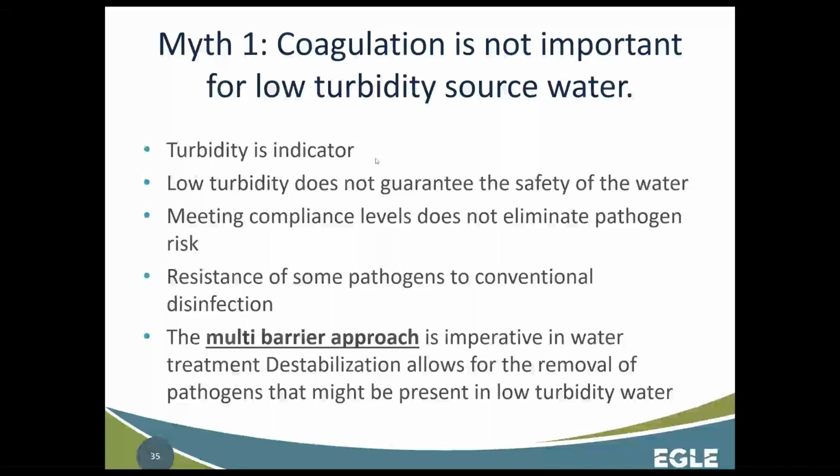Just to summarize this, turbidity is an indicator. It doesn't tell us if there are disease-causing organisms present or not. Even low turbidity water can have disease-causing organisms in it. Even if you do meet the compliance levels, it doesn't mean that you've eliminated the risk of pathogens. That's what we were just talking about with Milwaukee. And also, some of these pathogens are becoming resistant to conventional disinfection. So we need to do ourselves as much of a favor as we can by removing them as early on in the process as possible, and not relying solely on that disinfection step. And that all plays into the multi-barrier approach and why it's so imperative to ensure that we are able to produce safe drinking water.